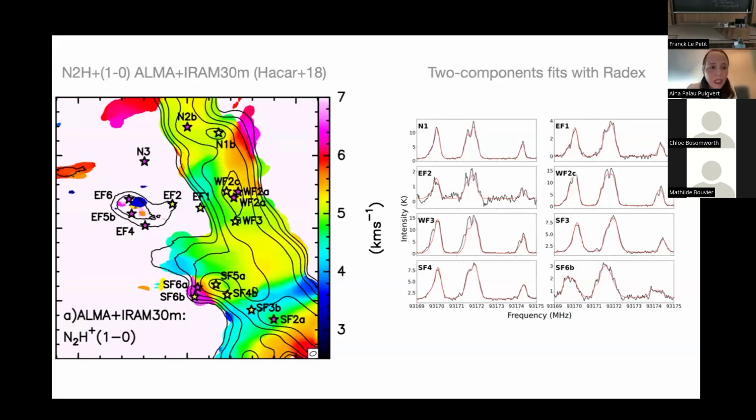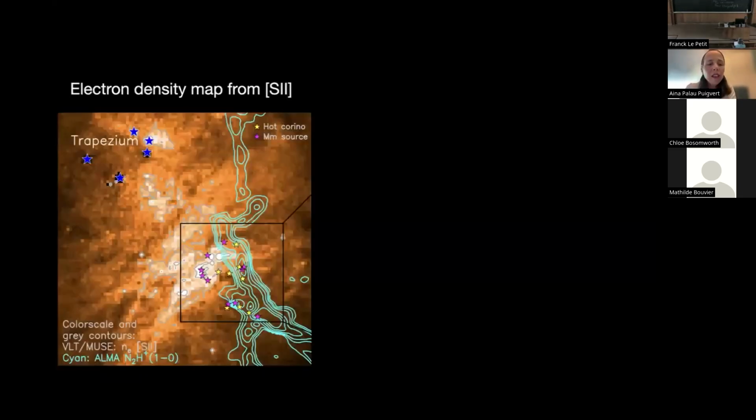So for the N2H+, we just calculated the moment 1, and we made a preliminary fit with RADEX. And for the VLT data, we obtained the electron density maps from the ionized sulfur forbidden lines, and you can see here the electron density maps. The black square highlights the region we are studying, where our cluster is, but in the northeast we have the Trapezium. So we can see that there's a clear electron density gradient increasing towards the position of our cluster.